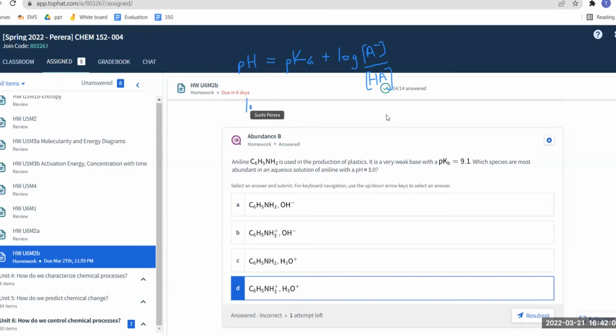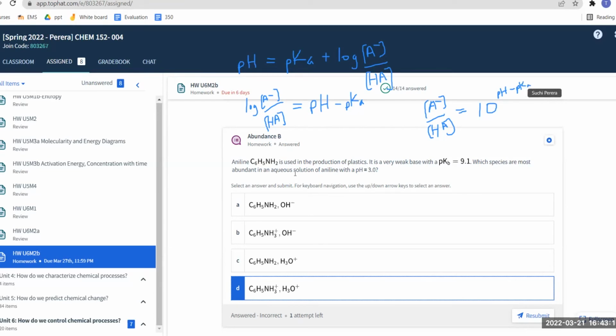Now we can rearrange this. We can say log of A minus concentration over HA concentration is equal to pH minus pKa. Do you see that? Yes. Now, if you want to find the A minus concentration over HA concentration, we need to get rid of the log. To get rid of the log, we raise everything to the power of 10. So A minus over HA should be equal to 10 to the power of pH minus pKa. Are you with me so far? Yes. This is all we need.